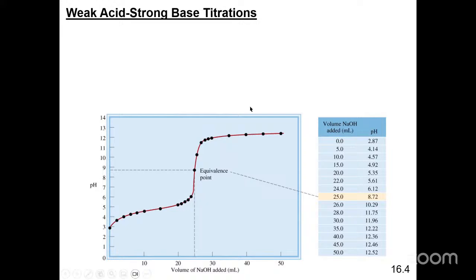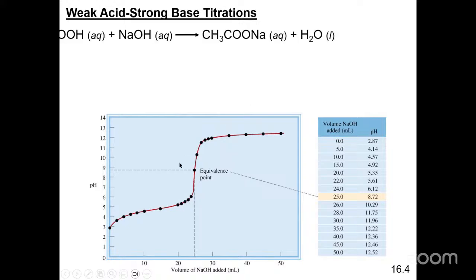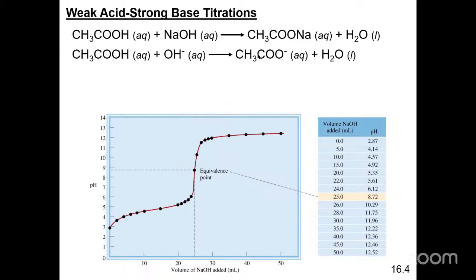Now, if you compare the shape of the curve that I showed you earlier to the curve for the weak acid, strong base titration, there is one important difference. Let me just show you first the equations for the reaction. Basically what happens is that the sodium hydroxide will react with the acetic acid to form sodium acetate and water. Now, the big difference between this and the strong acid, strong base titration is that the sodium acetate will have an effect on the resulting solution, right?